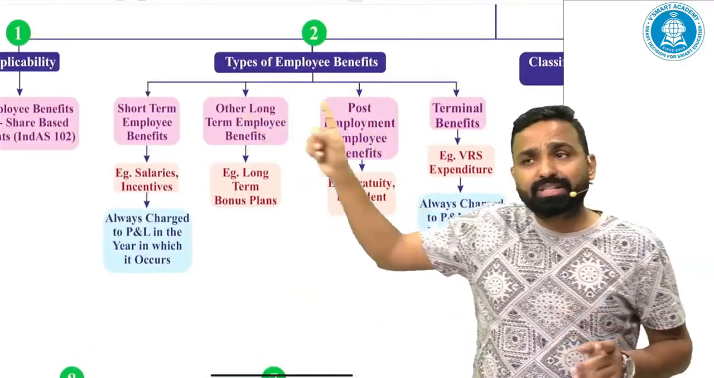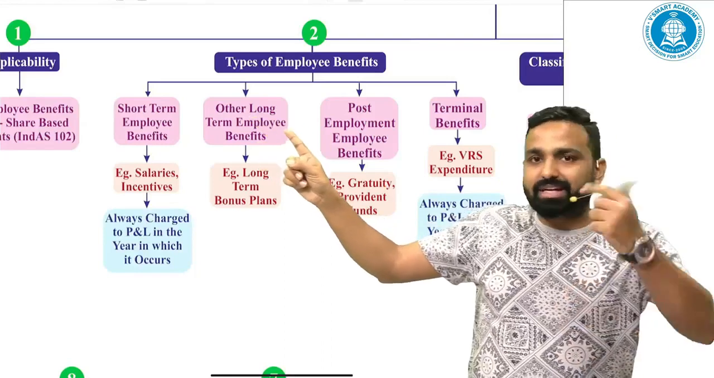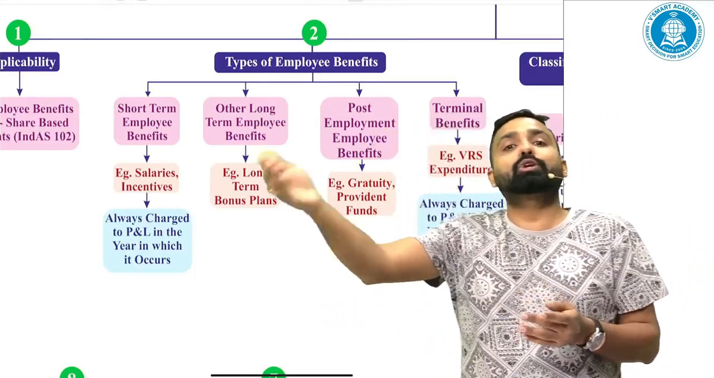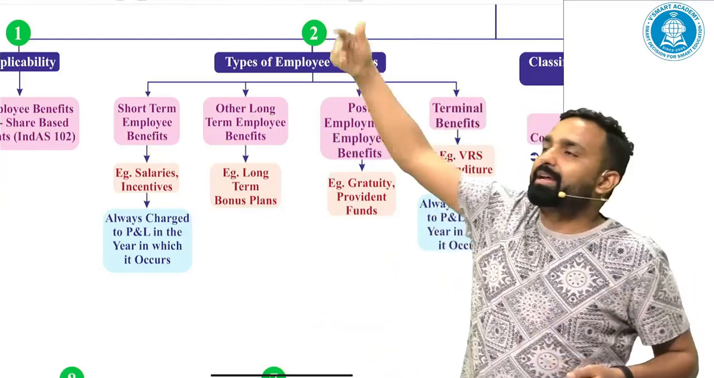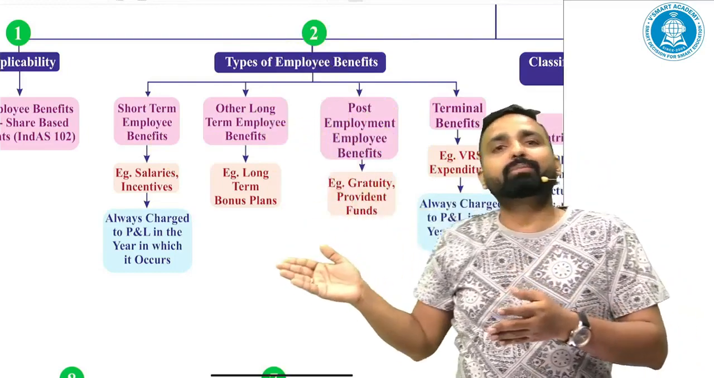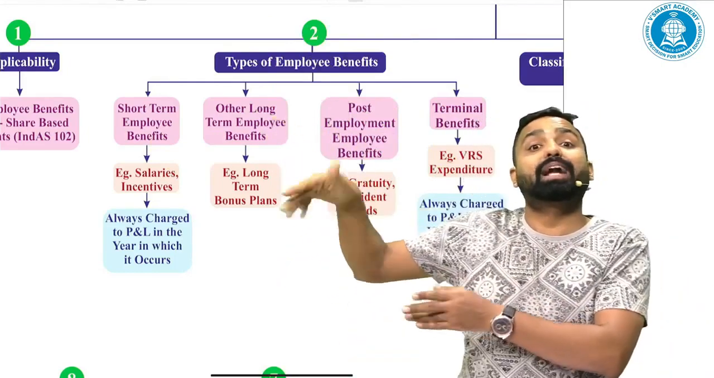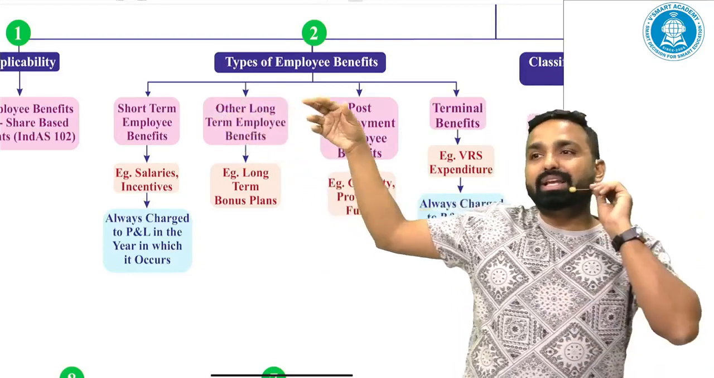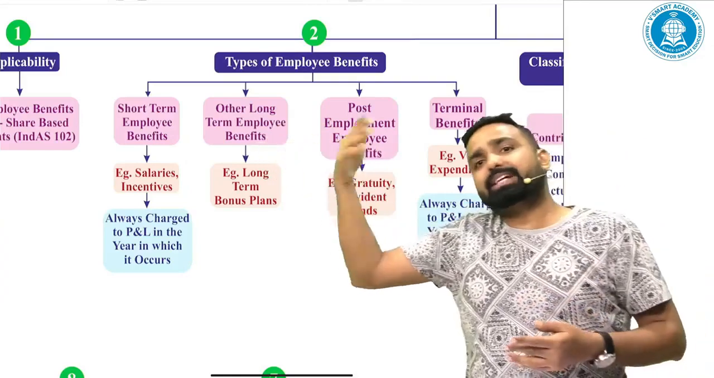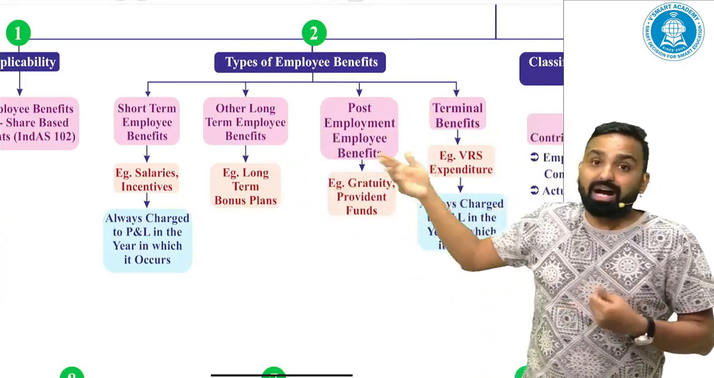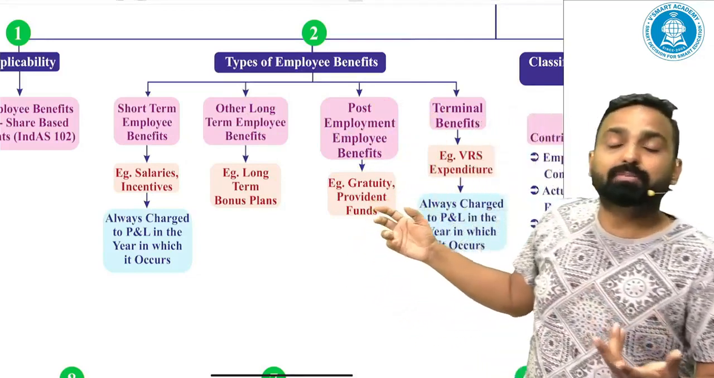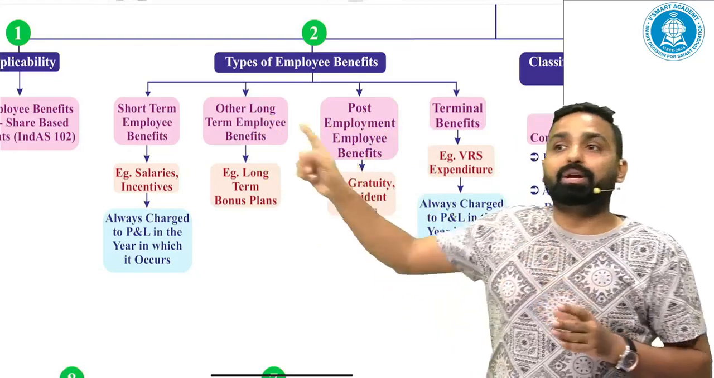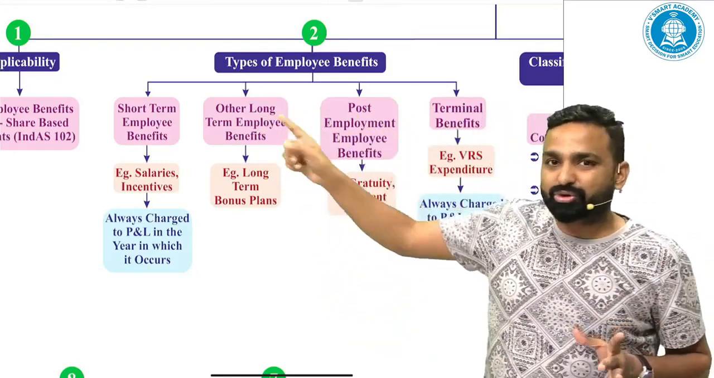The second and third, these two are common. Other long-term employee benefits are long-term, and post-employment employee benefits, meaning these are also long-term. Technically, post-employment employee benefits means the employee benefits which are payable to the employee after retirement. So technically, it becomes long-term because the employee will retire after so many years. And other long-term employee benefits are also long-term. But other long-term employee benefits are not payable at retirement. It is payable during the service, during the employment. So if the bonus is payable after 5 years, or the leave encashment is payable after 5 years, these are other long-term. If the gratuity is payable after retirement, pension is payable after retirement, provident fund is payable after retirement, these are post-employment employee benefits. Technically, the accounting treatment of these two is the same. So whatever we discuss in respect of these two will be the same treatment.